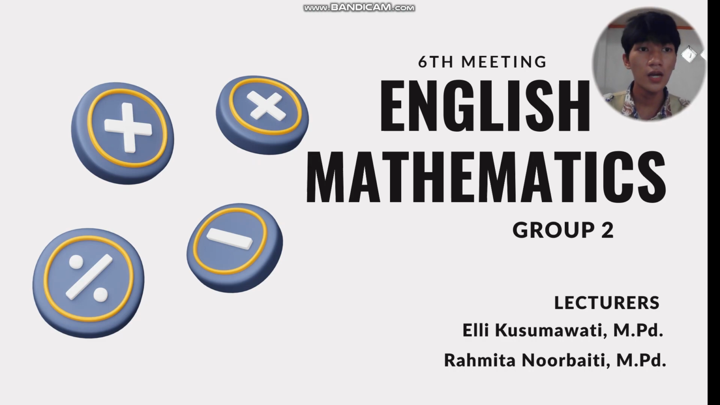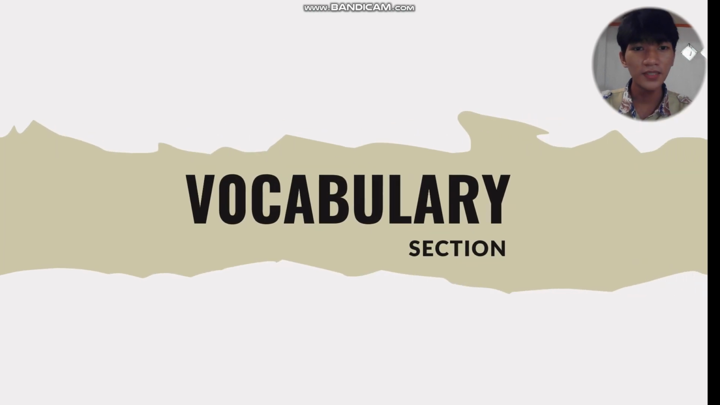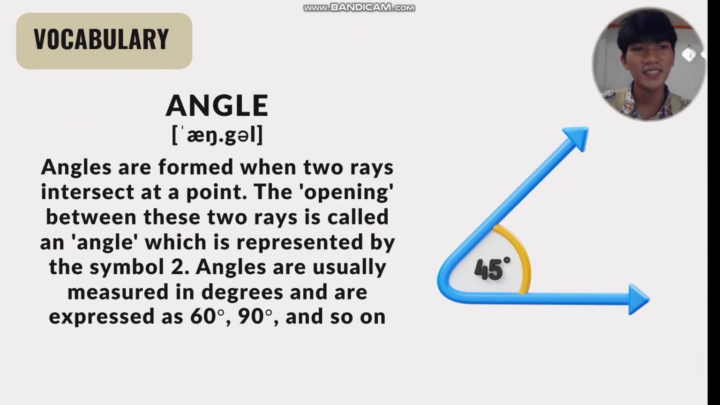In this video, I want to explain about our text again. So without further ado, let's go to the first section. The first section is vocabulary. And the first word is angle.